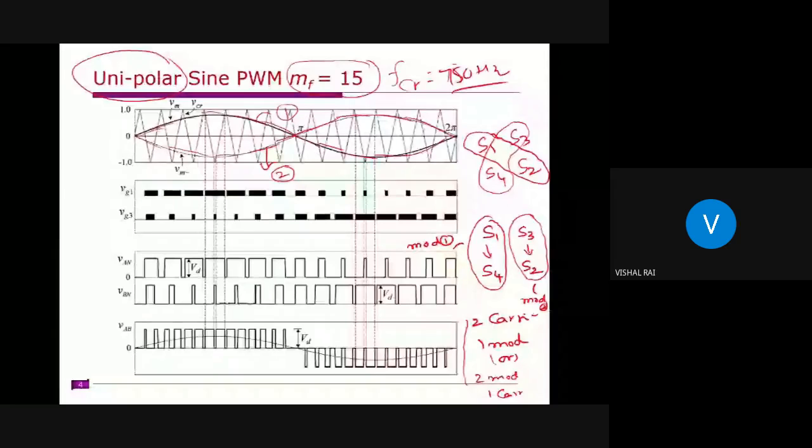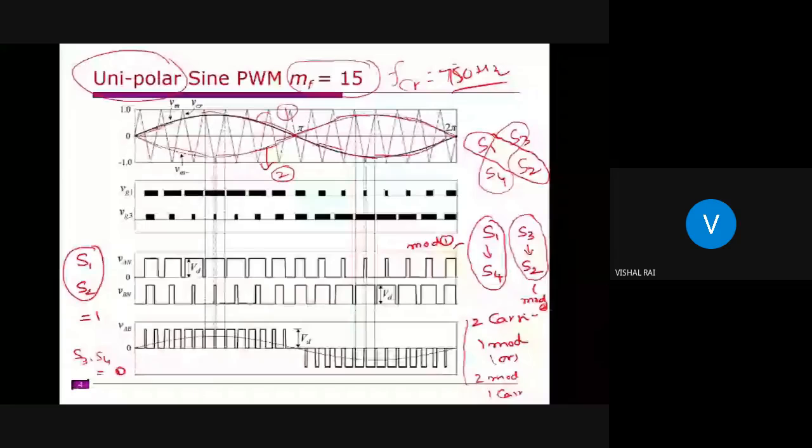S1 and S2 have the same firing signal. When the carrier is above the modulating signal, S1 and S2 are set to 1. When it is below the modulating signal, S3 and S4 are set to 1. Sorry, 0. Likewise, it is controlled.